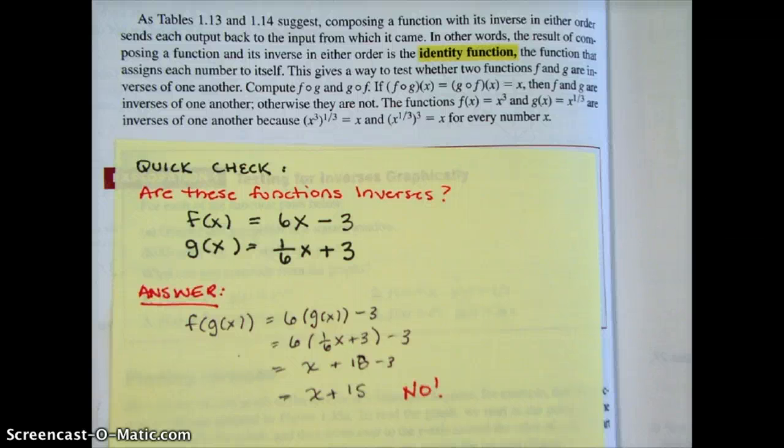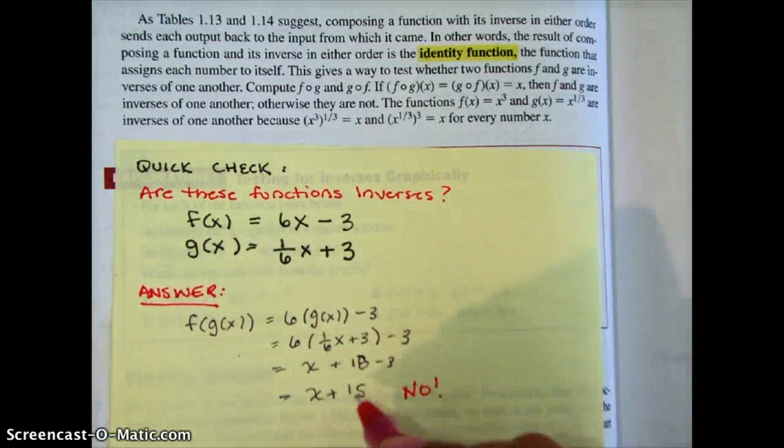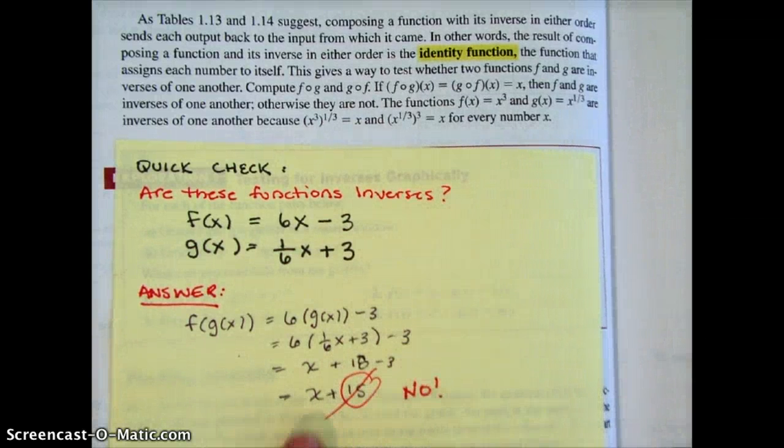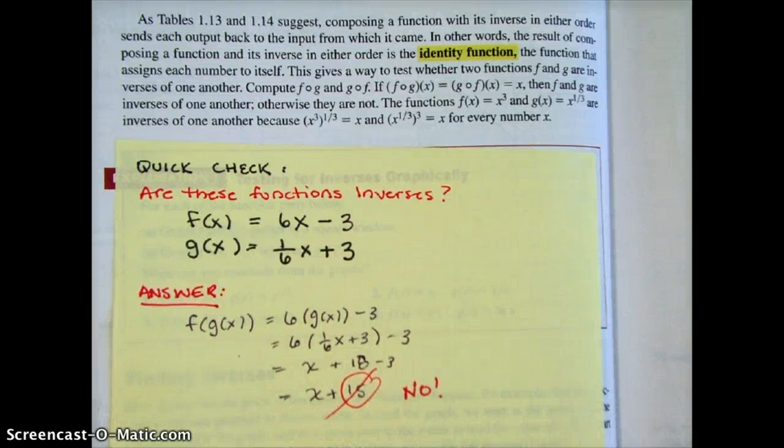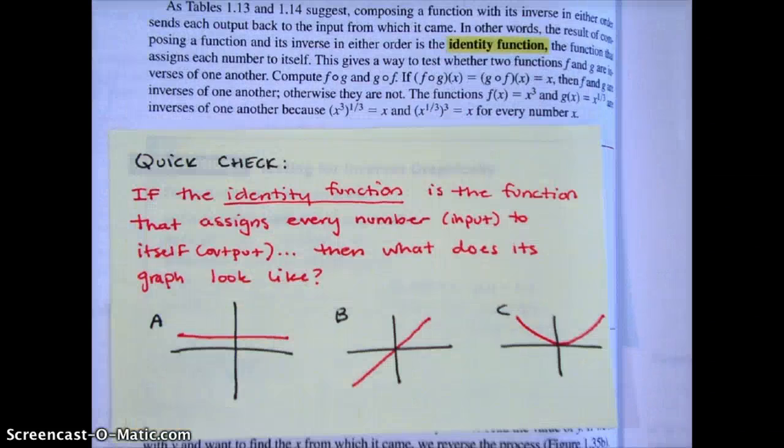Let's check something else. If the identity function is what you're supposed to get, and we know that the identity function is just f of g of x will equal x, think about what that would look like graphically. Here's the question you're going to answer, and you'll do this one in Edpuzzle. If the identity function is the function that assigns every number to itself, that is, every input is the same as its own output, then what does the graph look like?